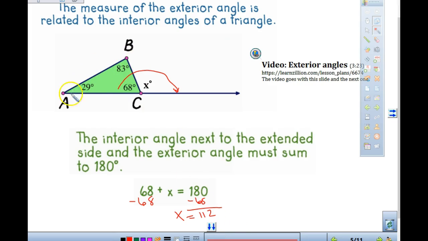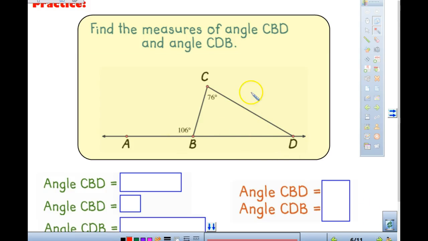So if I know the two opposite interior angles, those will always sum to the same as this angle, or I can take 180 and minus that number. All right, so you're looking at this next one. You're asked to find the measures. When you give CBD, that means that B has to be the vertex. We are talking about this angle right here.